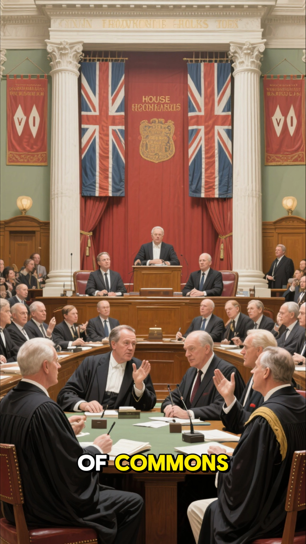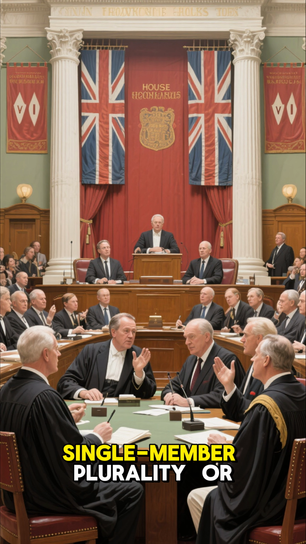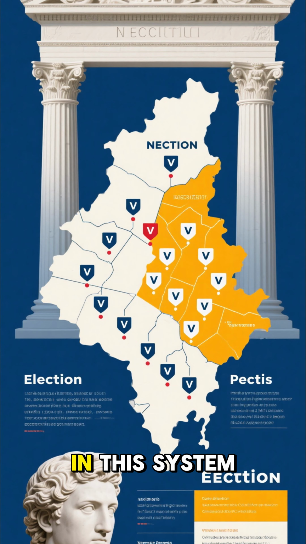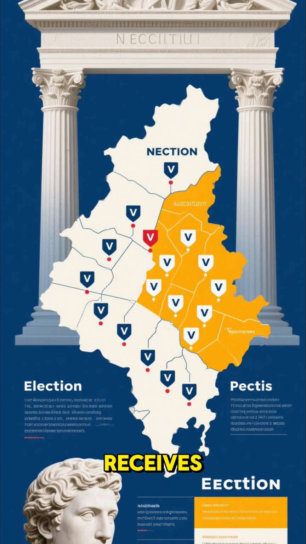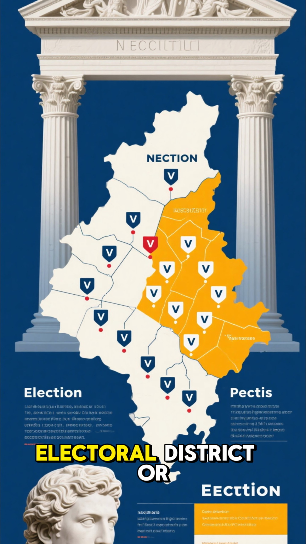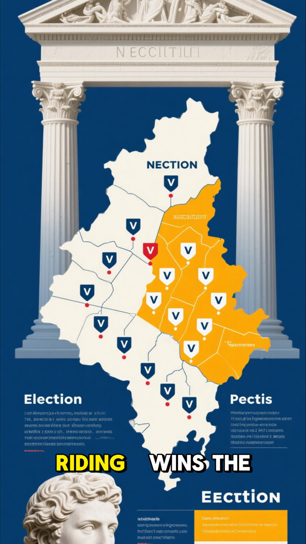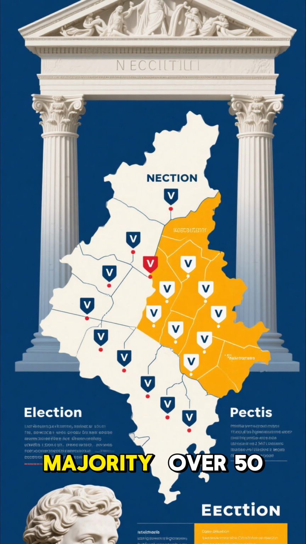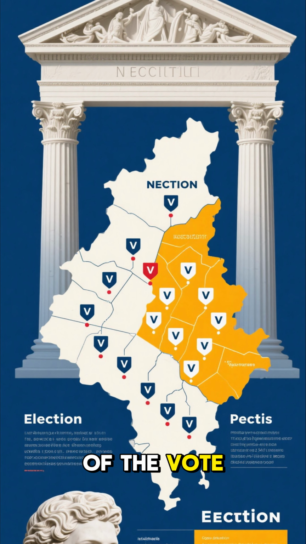In the House of Commons, elections are determined by the single-member plurality, or first-past-the-post system. In this system, the candidate who receives the highest number of votes in their electoral district, or riding, wins the seat, regardless of whether they achieve an absolute majority, over 50% of the vote.